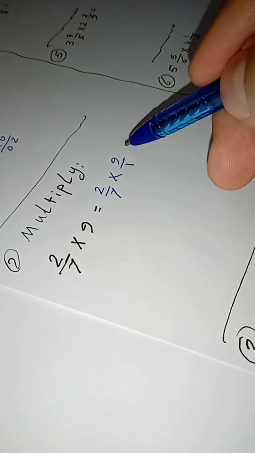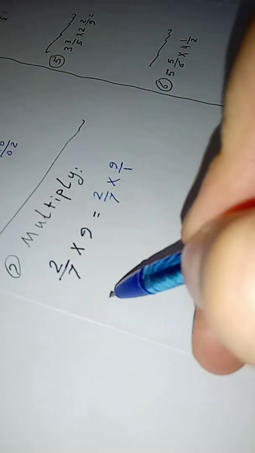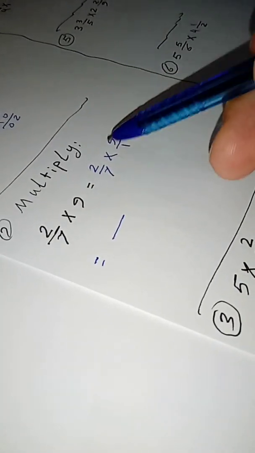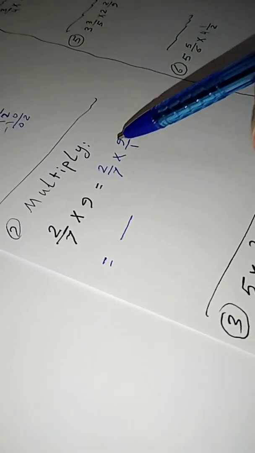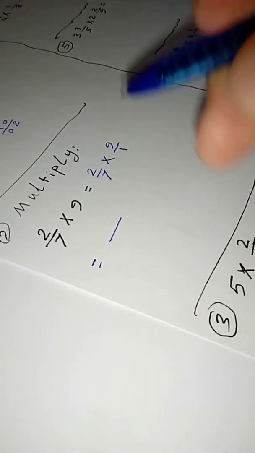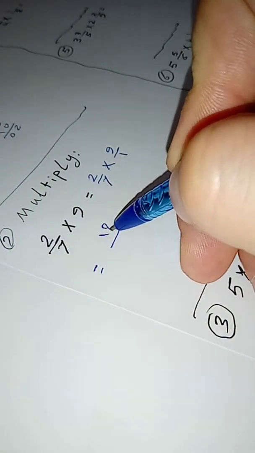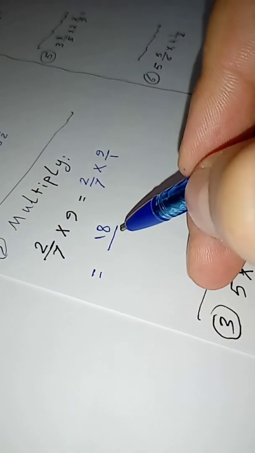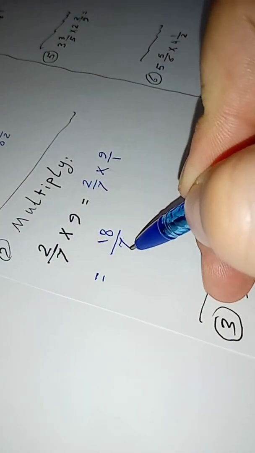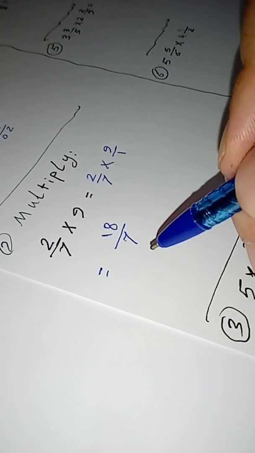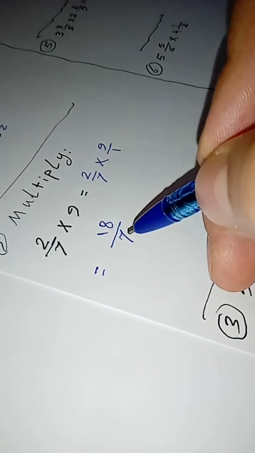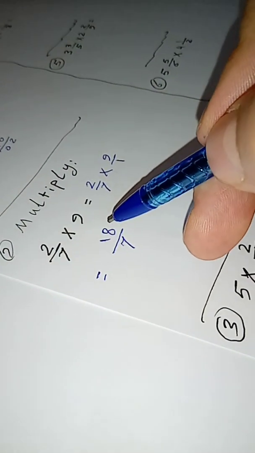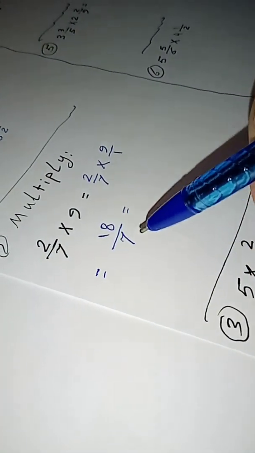Now we have two fractions. How to multiply two fractions? Numerator by numerator and denominator by denominator. 2 multiplied by 9 will be 18, and 7 multiplied by 1 will be 7. Now the answer as a fraction, 18 over 7, and I can change this answer to a mixed number because the numerator here is greater than the denominator.